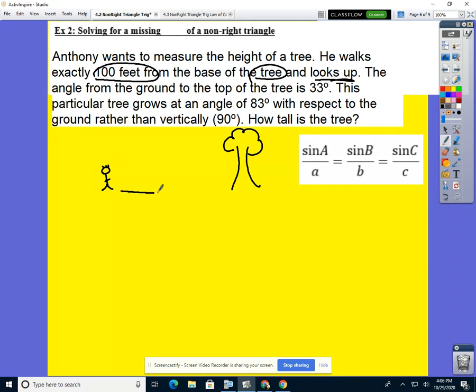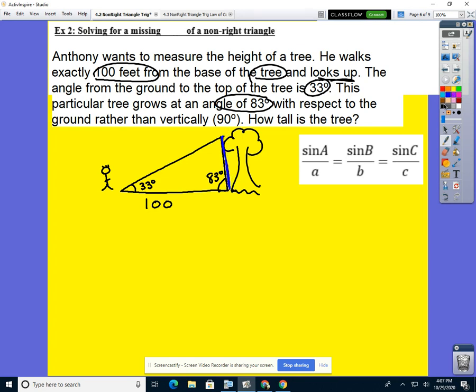Okay, so he is 100 feet away, and he is looking up to the tree at an angle of 33. So I'm going to label this one as 33. It also gives us some information about the angle at which the tree is growing. When I'm looking at this diagram, here's the tree. What it's growing at is going to be 83 right here. It says with respect to the ground. How tall is the tree? So we are looking for this piece right here.